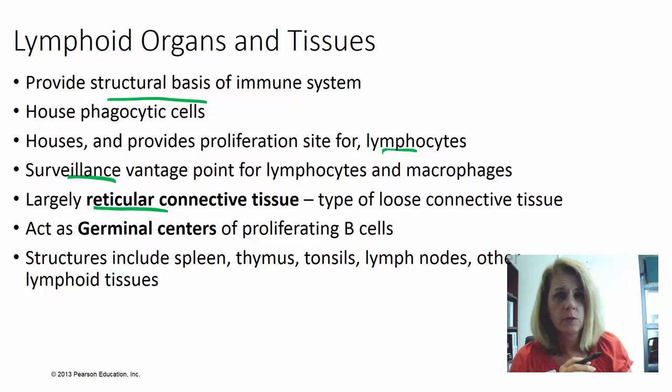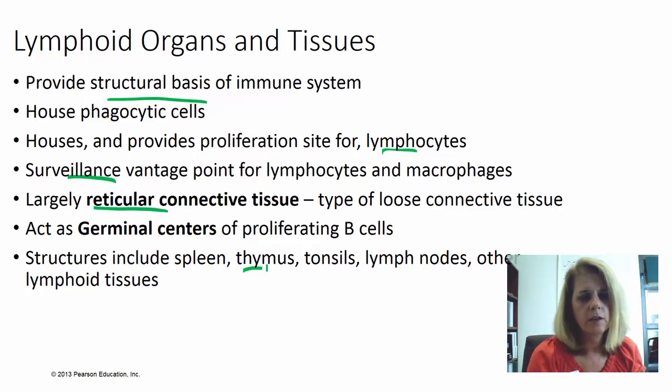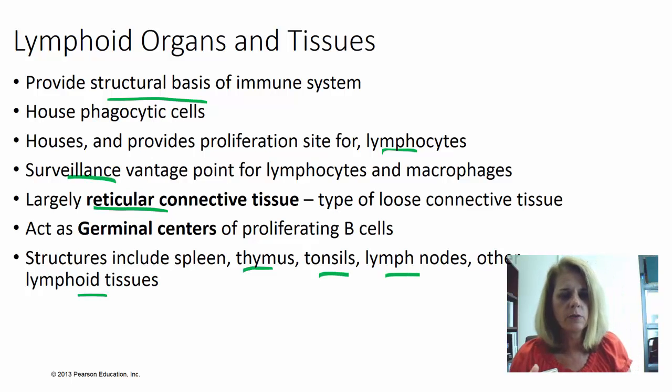It's also a place for B cells to germinate, and we're going to talk more about what B cells do when we actually talk about immunity, but B cells can germinate in these tissues. And so some of the tissues that we consider lymph organs are your spleen, your thymus, your tonsils, lymph nodes, and there are some other smaller lymphoid tissues. So we've already talked about lymphatics and the lymph vessels. Now we're going to talk about each one of these different lymph organs and tell you in particular where they are and what they do.